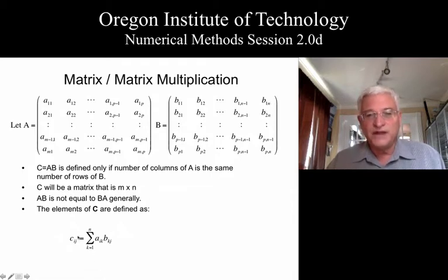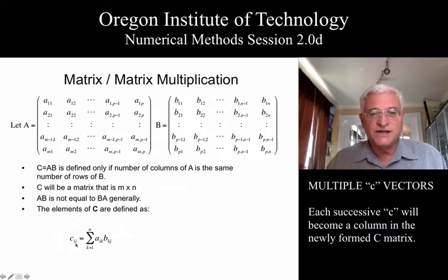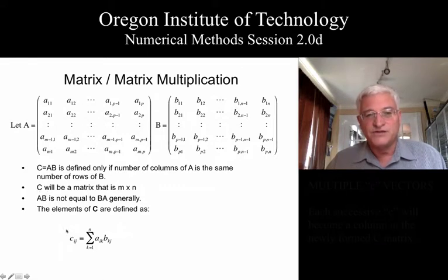Well, rather than doing that, why don't we just double index the C value, call it Cij, where i represents the row number and j represents now a column position, because what we're really doing is forming a new matrix C rather than just a series of column vectors.